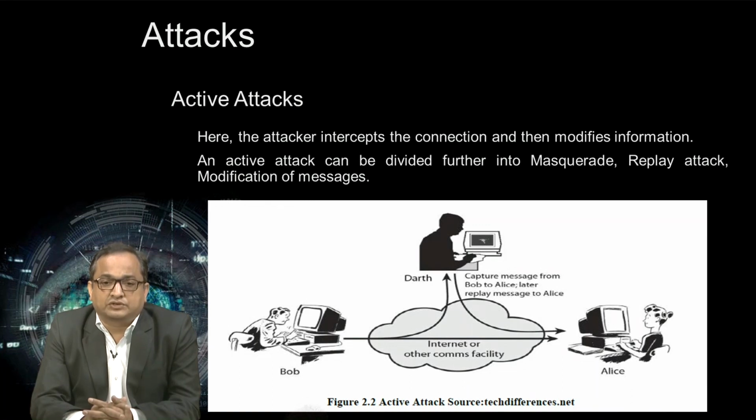So here you can say that there is a communication between Bob and Alice, and it is being intercepted by one of the attackers, a hacker or a person with malicious intention. They can capture the message from Bob to Alice, later replay the message to Alice by intercepting it, or by making some sort of correction to that particular message.